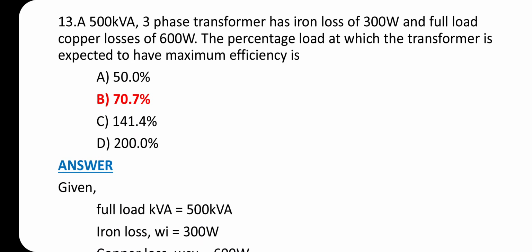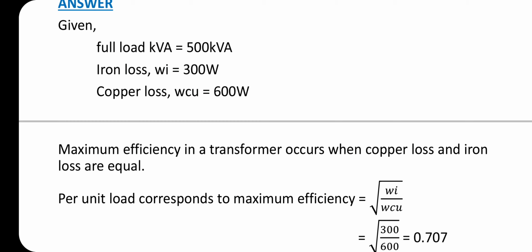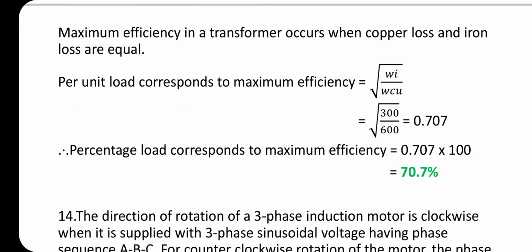Question number 13. A 500 kilovolt ampere three-phase transformer has iron loss of 300 watt and full load copper losses of 600 watt. The percentage load at which the transformer is expected to have maximum efficiency is, answer option B, 70.7%. Given full load kilovolt ampere equal to 500 kilovolt ampere, iron loss Wi equal to 300 watt, copper loss Wc equal to 600 watt.